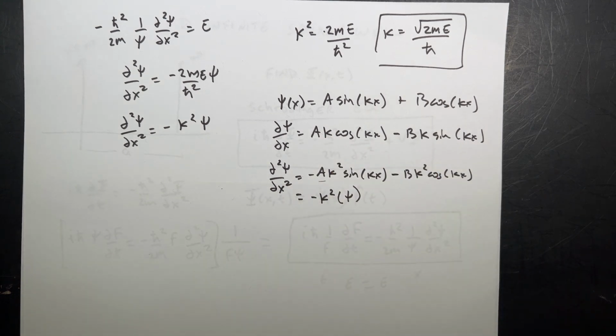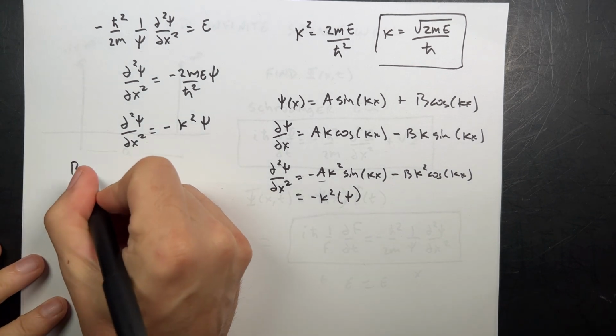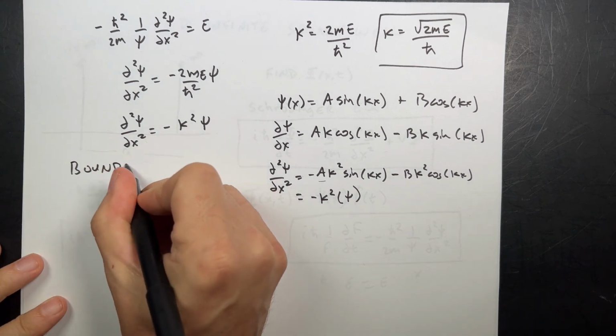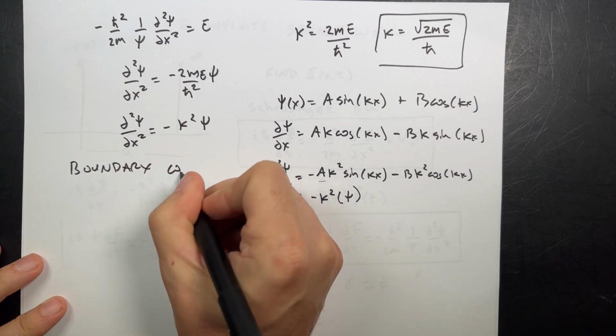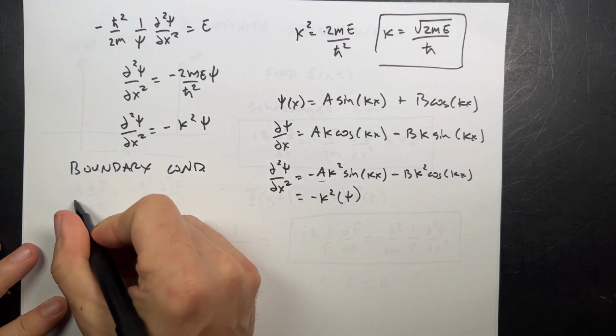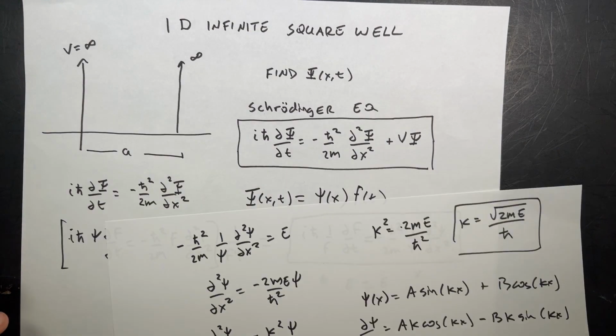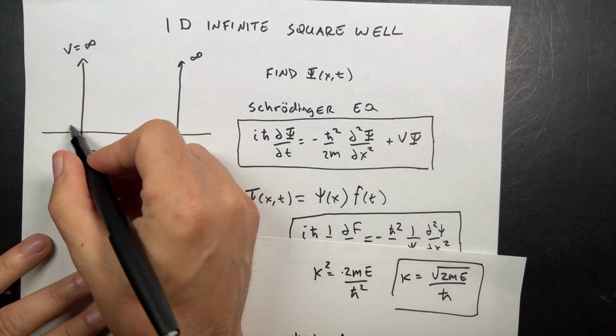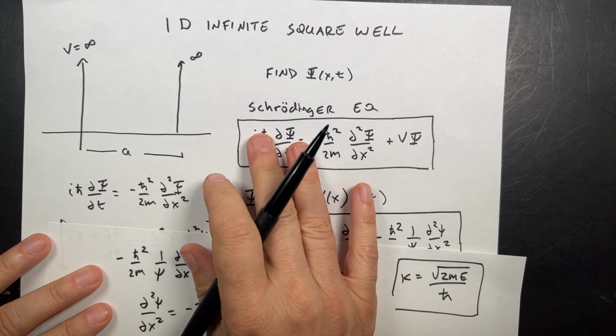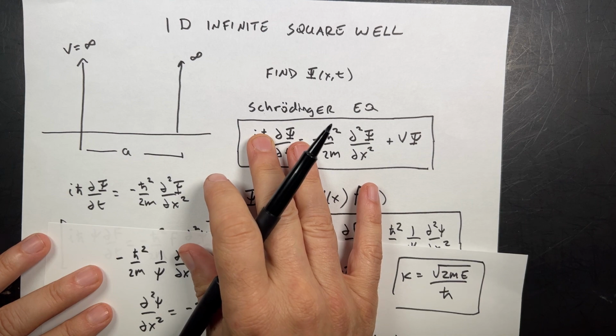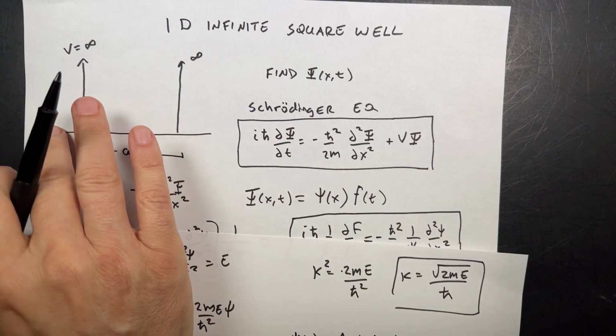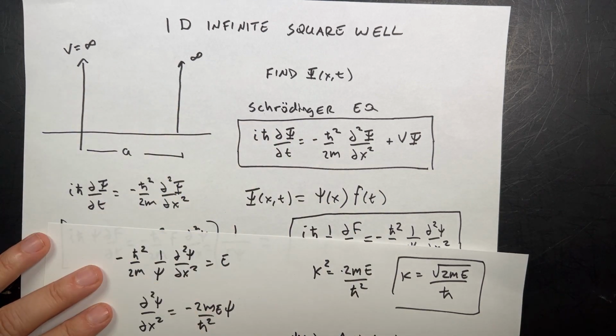So we have to find A and B using our boundary conditions. We know that if the wave function represents part of the probability of finding the thing, and we know that you can't find it over here, then it has to be continuous.